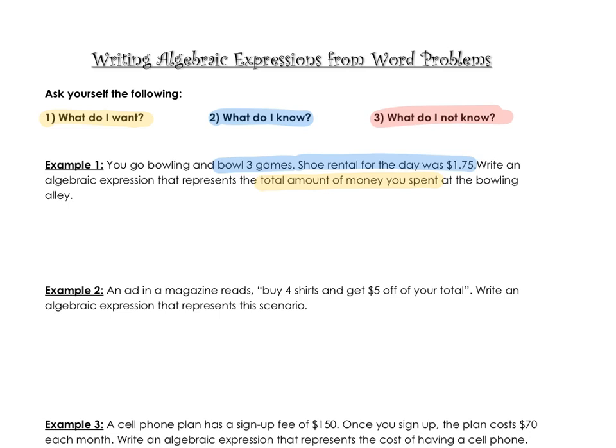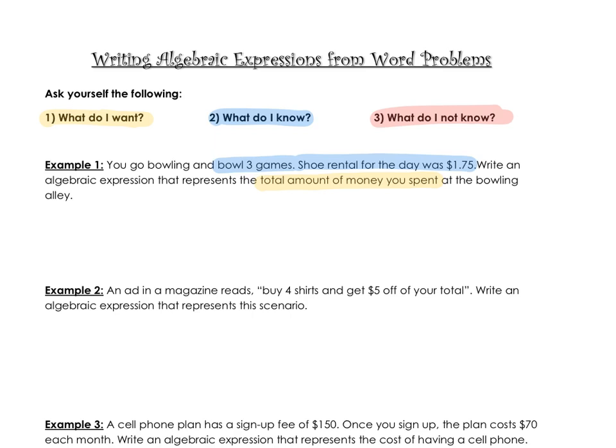But to write the expression, what would be our x? What would be our variable? What is the one thing we don't know to keep us from telling us the total amount of money we spent? Well, think about this. You know the cost of the shoe rental. You know the number of games you played. All right, so, again, let me back up. We know how many games we bowled. We know what the shoe rental cost was. Do we know how much each game was? No, we don't. So that is what we need to know.